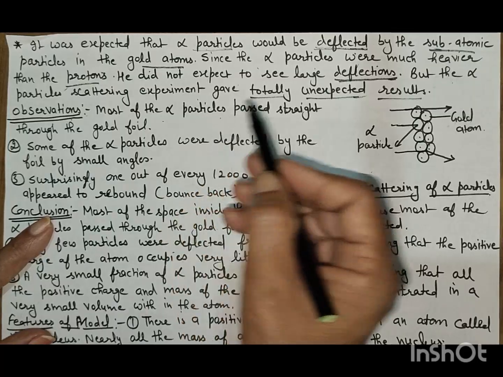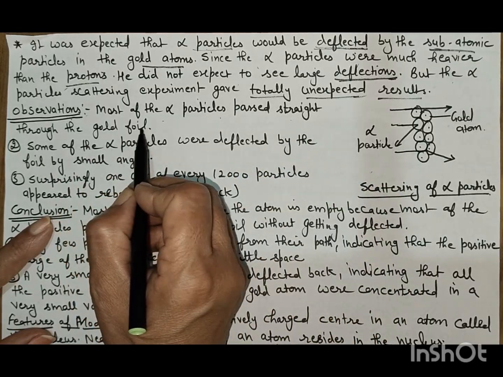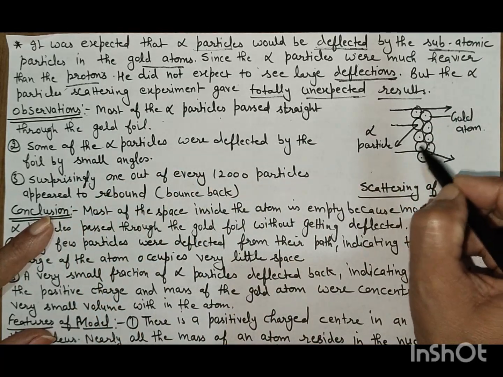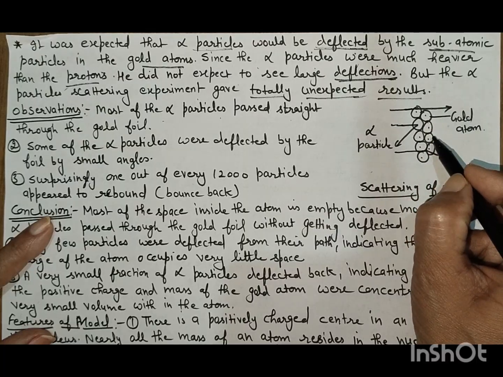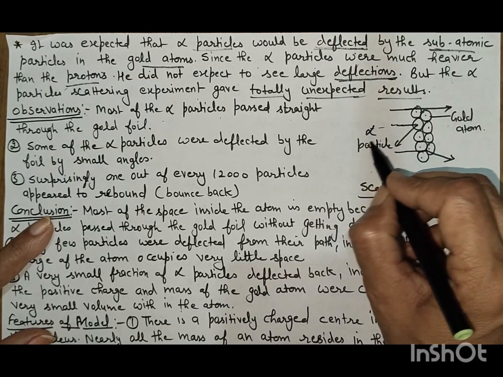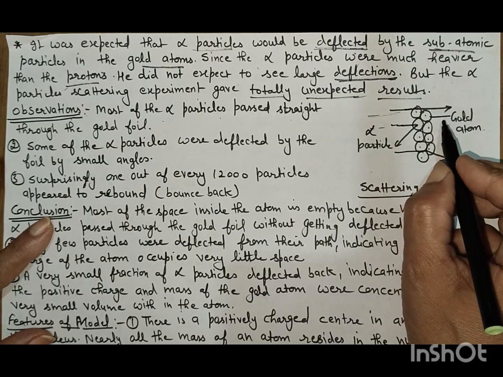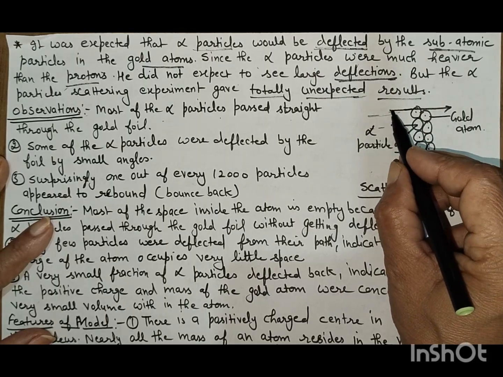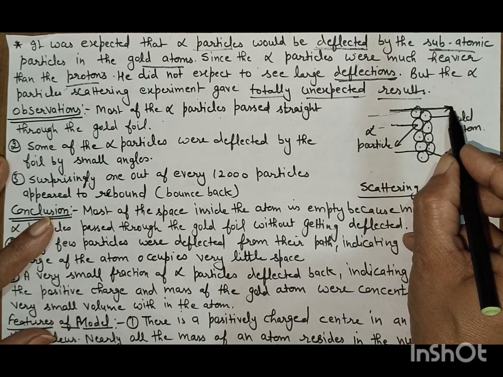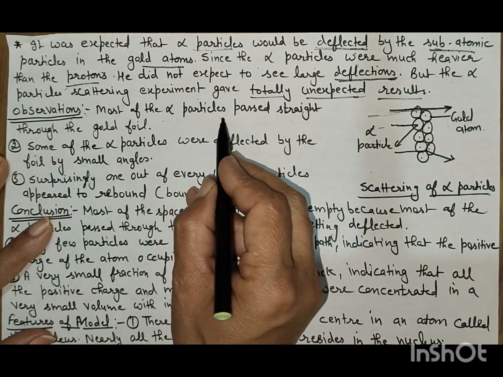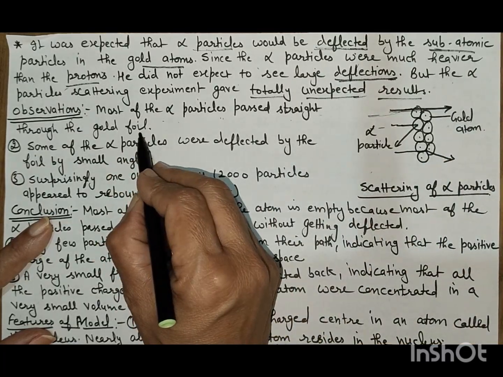Most of the alpha particle passed straight through the gold foil. This is the gold foil, atoms of the gold foil. And when he bombarded alpha particle over it, then he saw that some of the alpha particle go straight without any change. Most of the alpha particle pass straight through the gold foil.